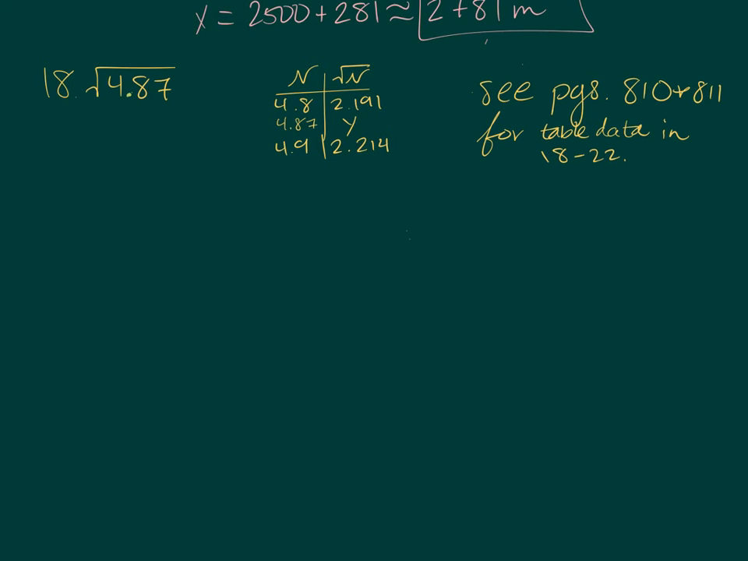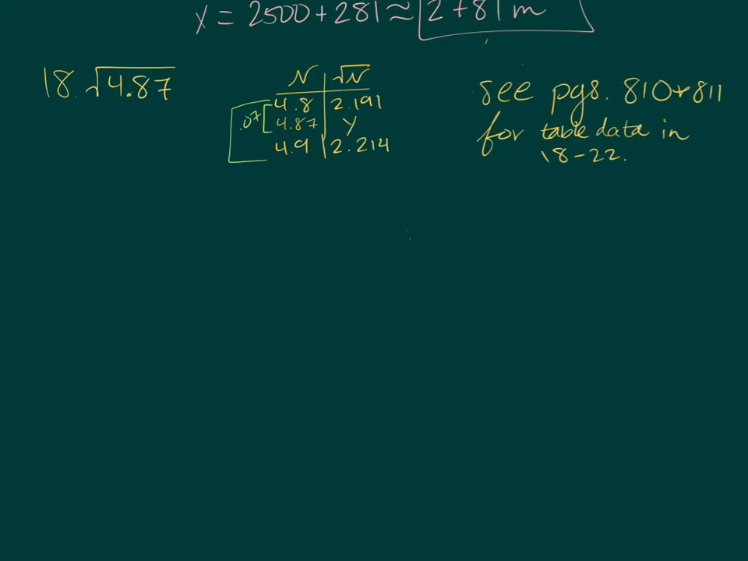but they don't give us decimals to the 100th. They usually only give us decimals to the 10th. So we need to find the decimals that are closest to 4.87. In that case, it would be 4.8 and 4.9. The approximate value of the square root of 4.8 is 2.191, and the approximate value of the square root of 4.9 is 2.214. We want to find the value in between those two. So the difference between 4.8 and 4.87 is 0.07.